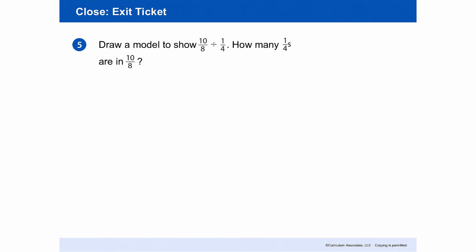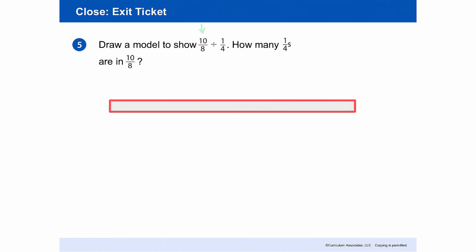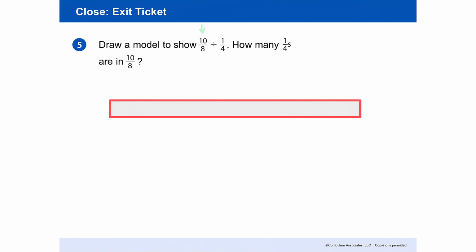But then we're going to look at number 5, and number 5 should be done a little bit more independently. So we're looking at our dividend here, which is 10/8, right? And when I'm thinking about 10/8, I know that that's greater than 1 whole because 8/8 is 1, and 10 is more than 8, so I'm going to have to draw 2 wholes to represent that. So I'm going to go ahead and grab a bar model here. I'll make it a little long because we are showing eighths. And I'm going to cut this in half to show 2 wholes.